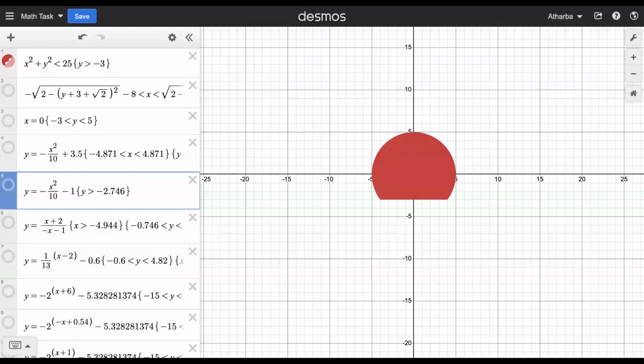The first equation is a circle with a radius of 5 and with a limit of y is greater than -3 in order to create a basketball shape. It has been shaded red by making the equation less than 25 so that everything in the circle is shaded.